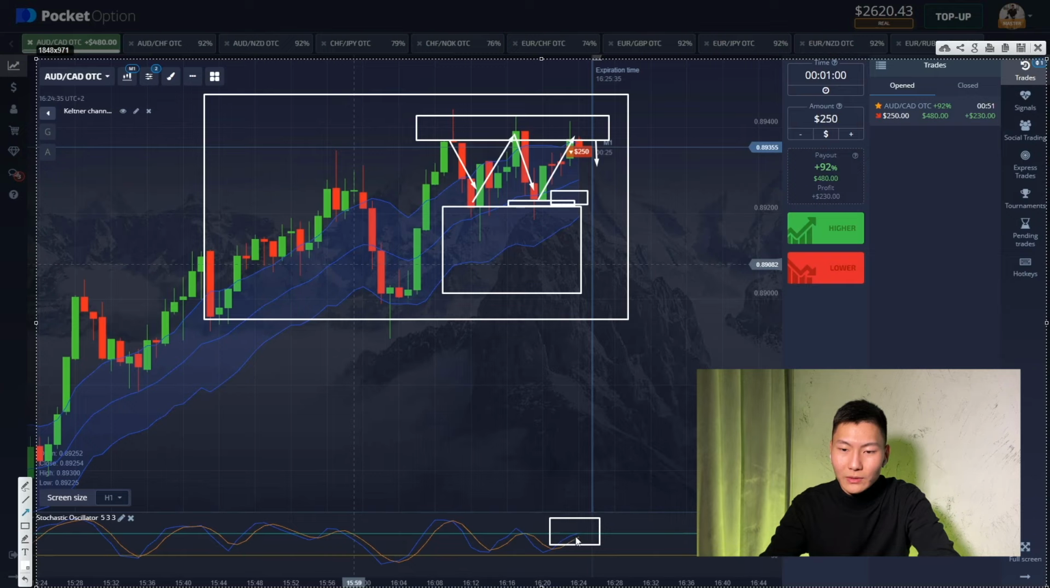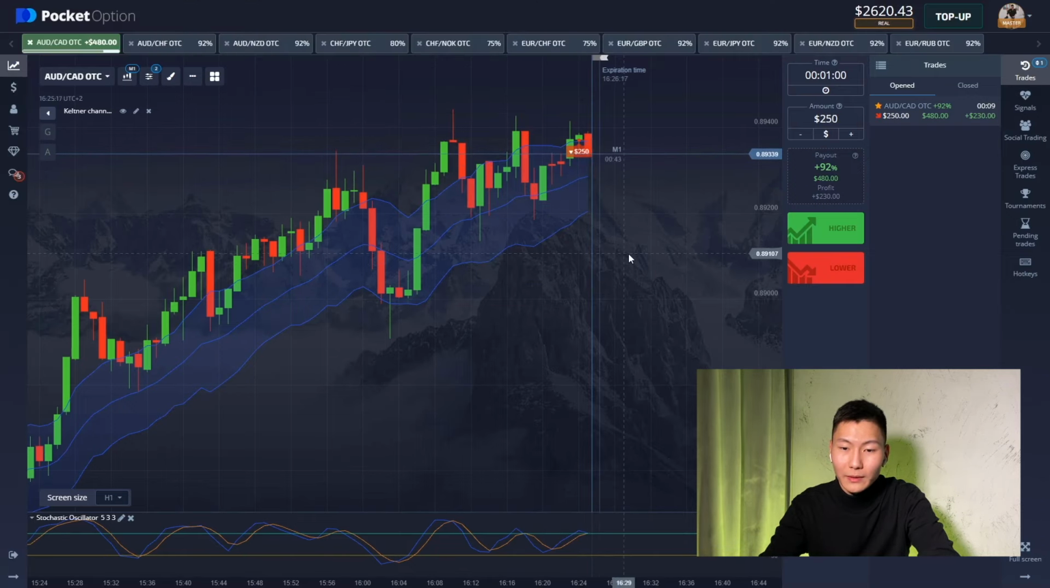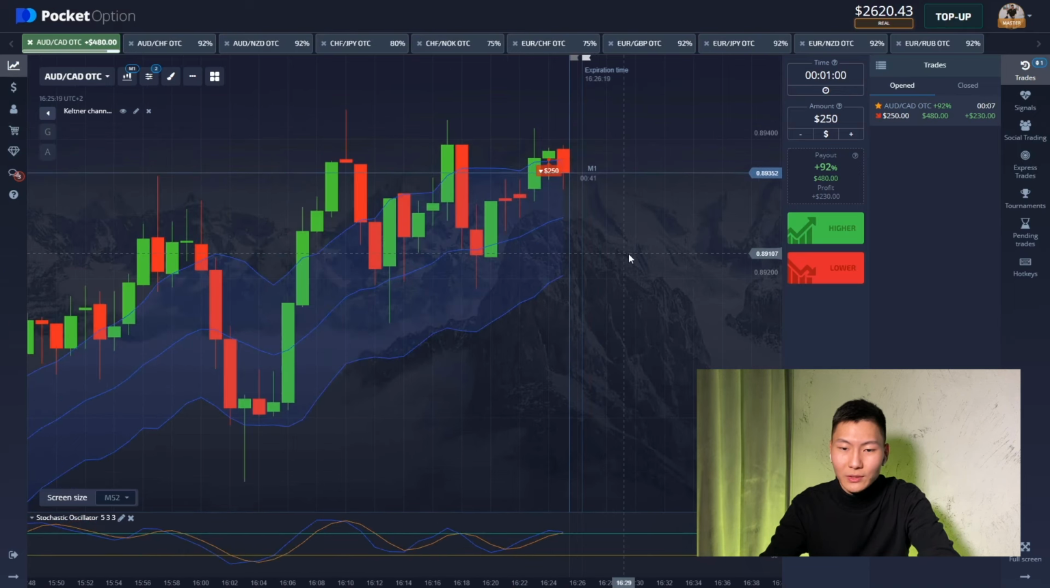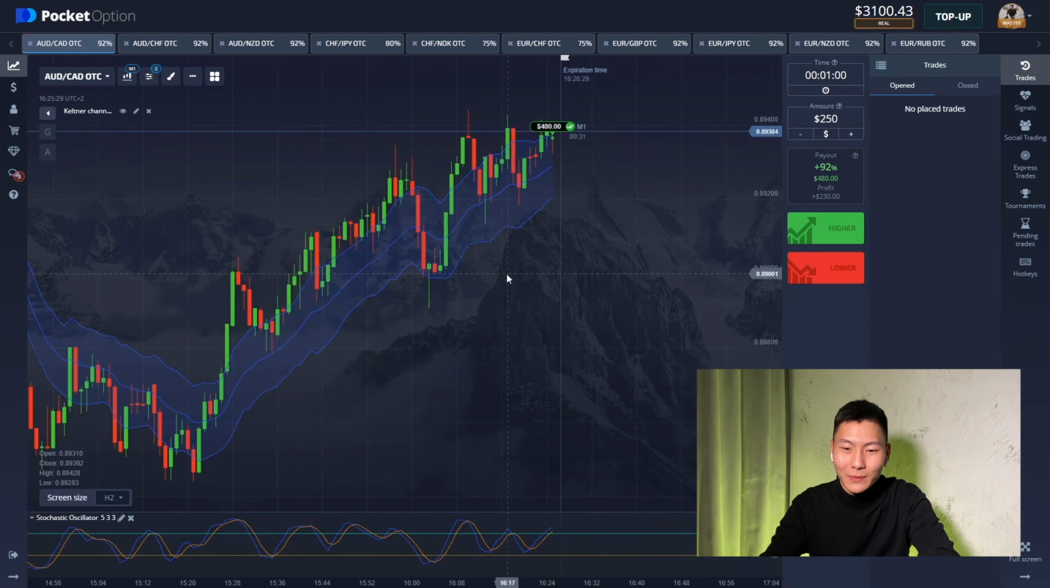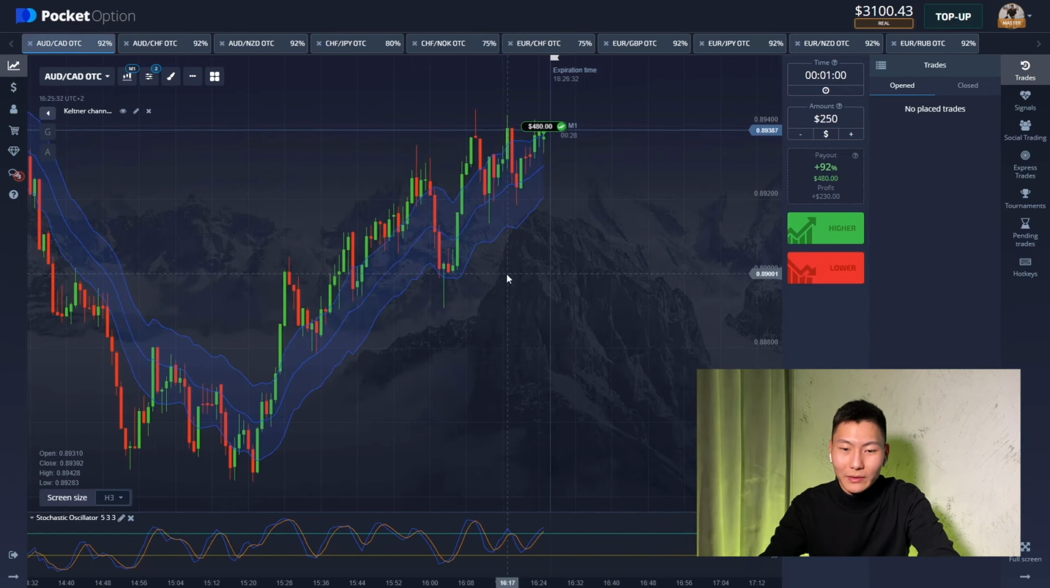Stochastic also touched the level 70, and we see the reversal. There is no more strong movement here. That's why we open our short position, and like you see, the price started going down. Nice trade entry level, and there is literally a second left before the closing. And our position is in profit, guys, we got 3,100 on our balance.